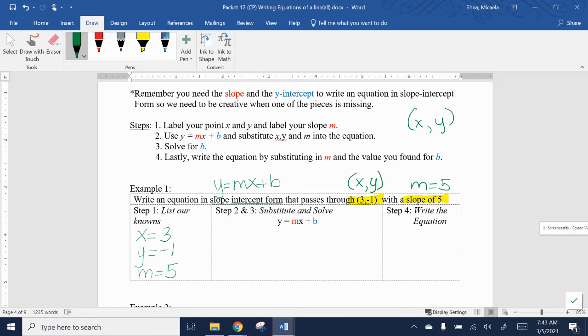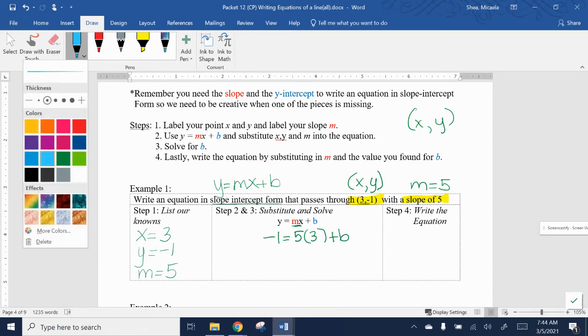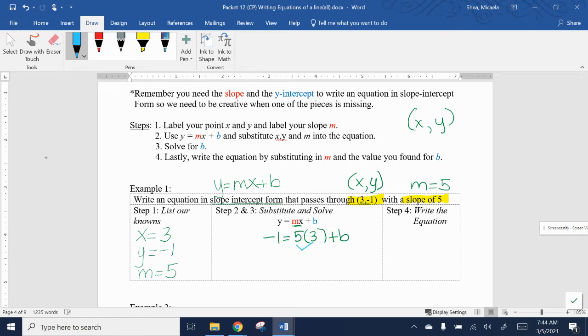From there, we're going to substitute into y equals mx plus b. So we said that y was -1. We said that our m is 5. We're going to put x inside parentheses because that m and x are next to each other, so it means to multiply, plus b. When we go to solve this, first thing we're going to do is multiply. 5 times 3 is 15. So we're going to have 15 plus b equals -1.